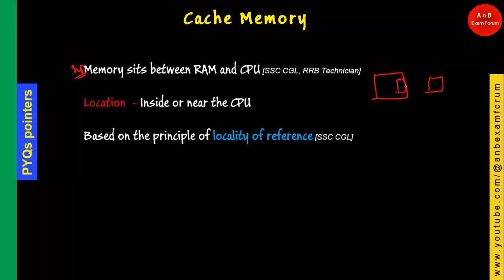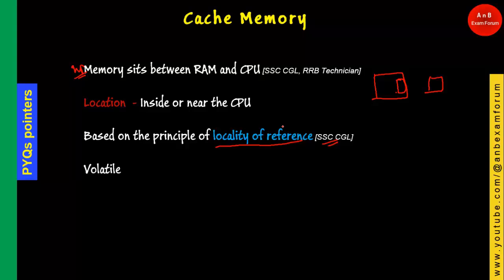Coming to the next, this one in the last year we have seen in the CGL, a very difficult one. On what principle is this cache memory used? It is based on the locality of reference. Means the nearer the data, the nearer will be the reference, the faster it will be. So the locality of reference principle is used in the cache memory.